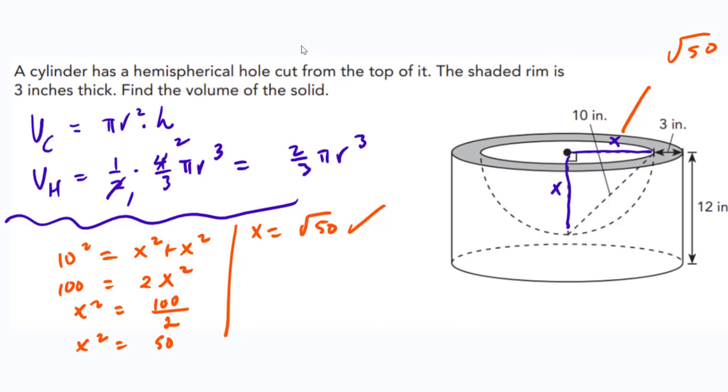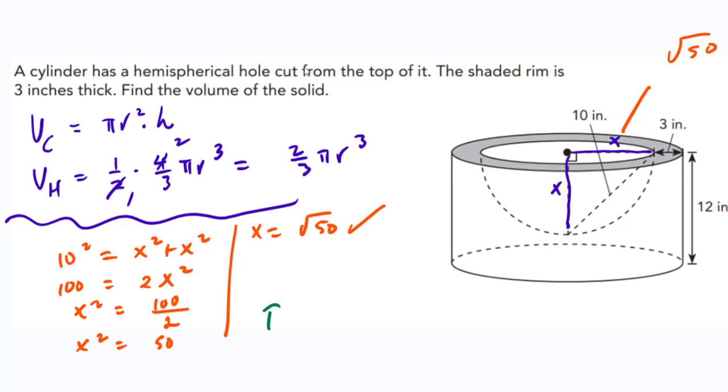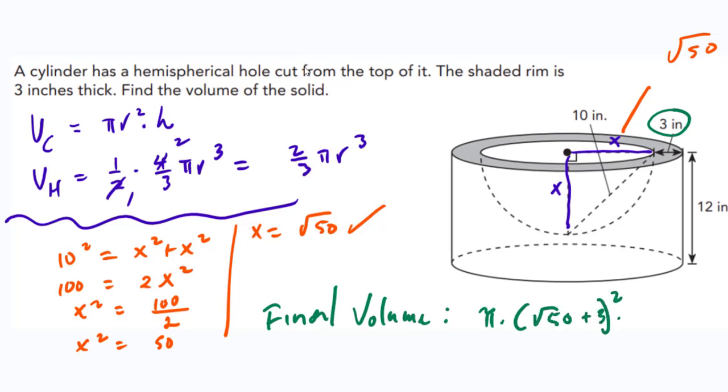Now, I have everything now to do my calculation. So let me switch up my colors again. Let me use green this time. So my final volume then is simply going to be the volume of the cylinder, which in this case is going to be pi times r squared. R in this case is going to be my 3 inches thick plus what I got for x. So this is going to be the square root of 50 plus 3 squared times my height for the cylinder, which is 12, minus the second piece now for the hemisphere.